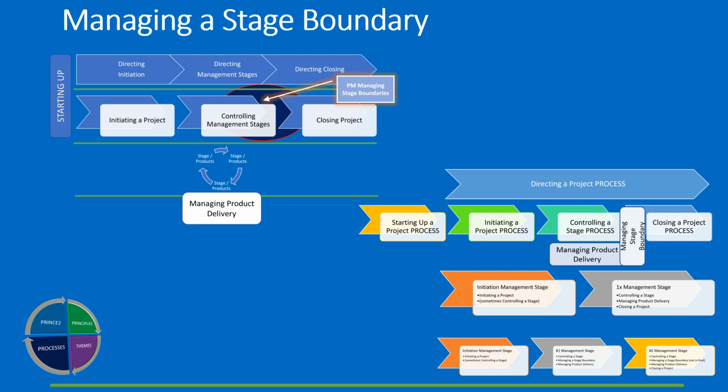That's shown on this diagram, and I don't think I need to belabor it too much, but it's where this managing of stage boundaries would be towards the end of a management stage, which includes therefore the end of the managing product delivery within that stage, and the closing a project process replaces the managing of stage boundaries in the final management stage. And this diagram here is one you have seen along the way.